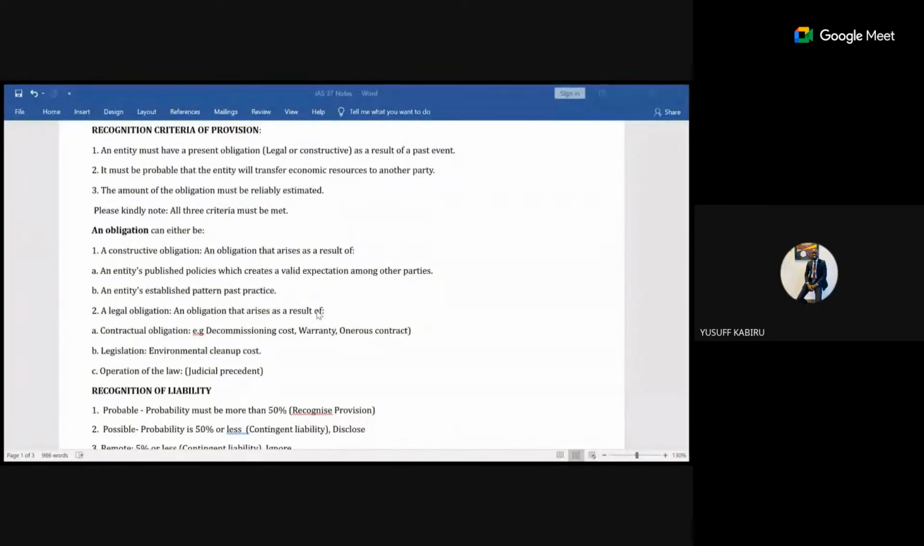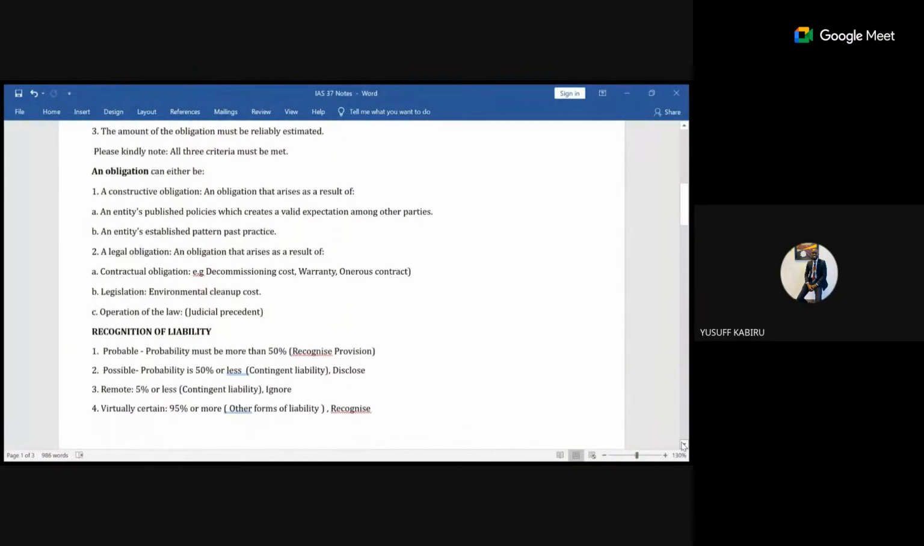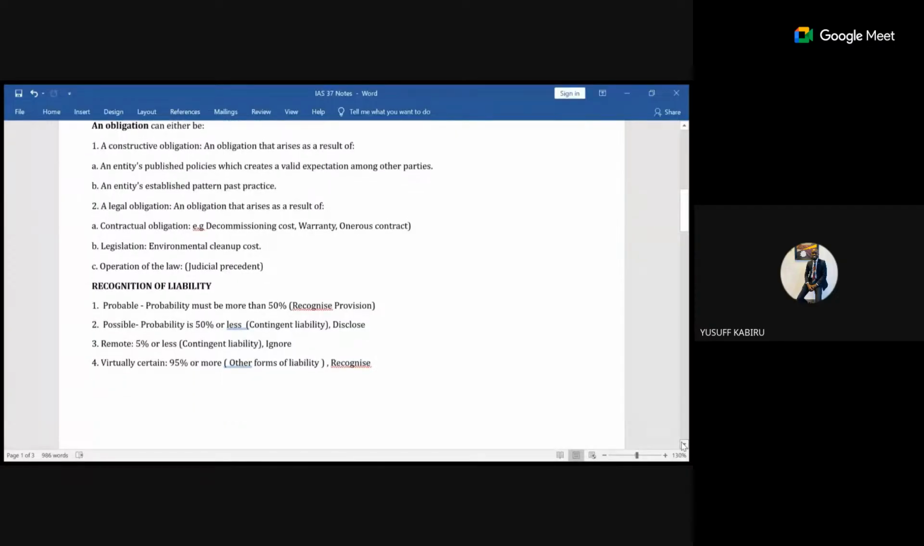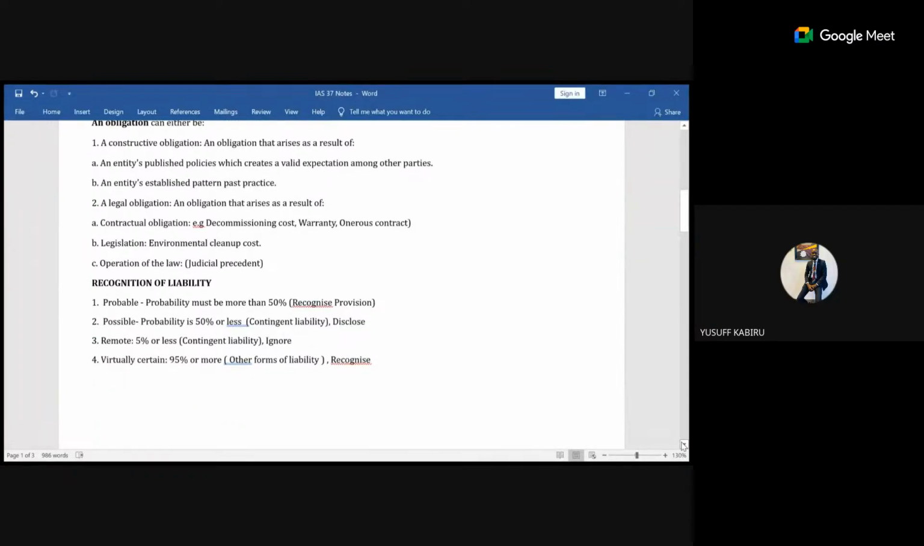So now that is provision, constructive and legal obligation. I think we can now move to recognition of provision. Provision is generally recognition of a liability. If you remember very well, we are now in the final level. We have done IAS 16 at the skill level and the likes. Now, we have been seeing the recognition criteria of IAS 16: it must be probable that future economic benefit will arise as a result of past events. You have been listening to probable.